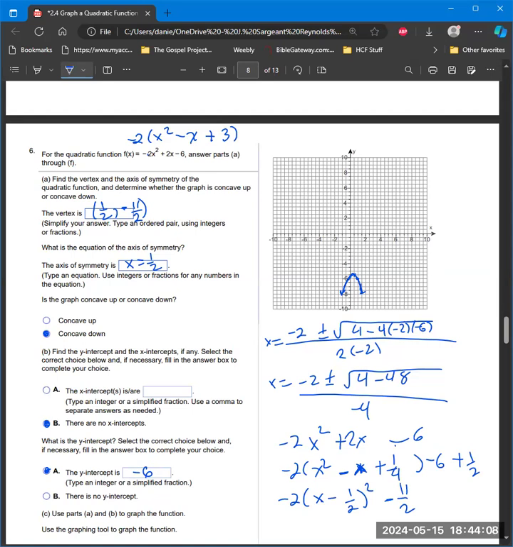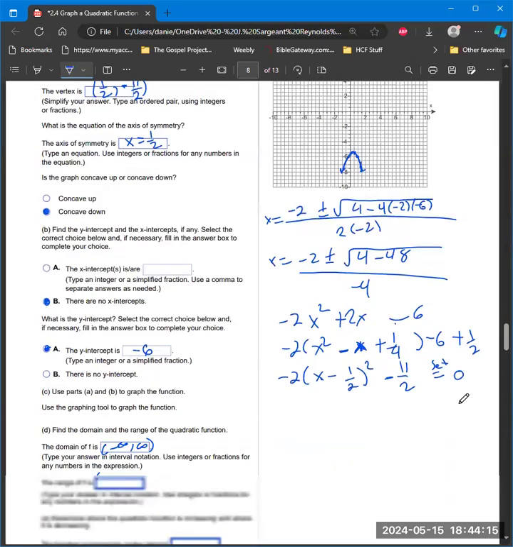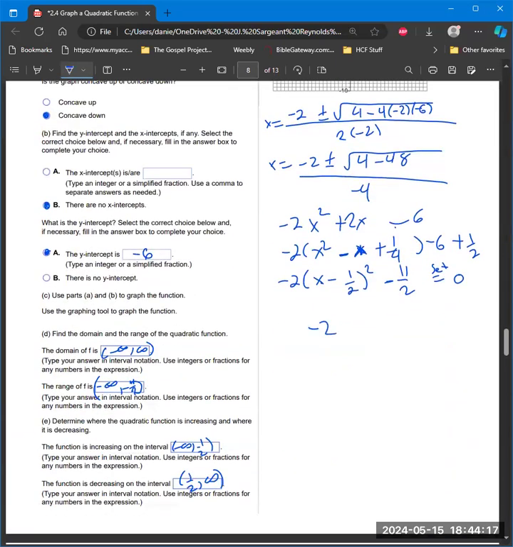That's the y coordinate. If I set this equal to 0 to try and find my x-intercepts, then -2 times x minus 1/2 squared equals 11/2. X minus 1/2 squared is going to be -11/4. And I see that a perfect square equaling a negative doesn't happen in the real world. So there are no x-intercepts here.